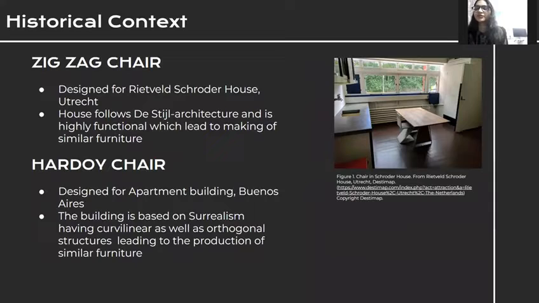In 1924, the Schroeder House in Utrecht was designed by Gerrit Rietveld, following the principles of the De Stijl movement, which mainly focused on vertical and horizontal lines. So the zigzag chair was made following the same principles to blend it with the house, whereas the Hardoy chair was designed for an apartment building in Buenos Aires, featuring curvilinear and orthogonal structure exhibiting surrealism. Hence, the Hardoy chair was made following the same footprints.